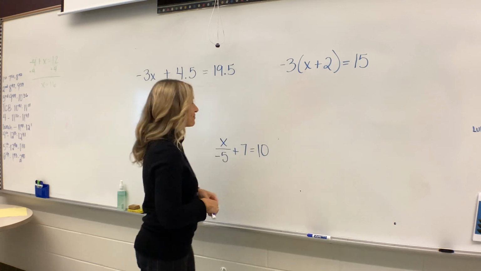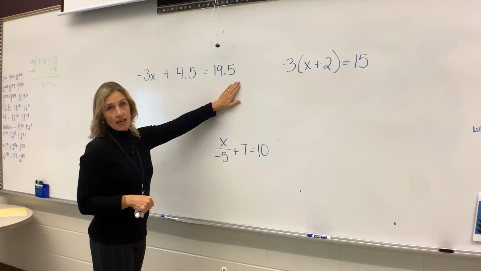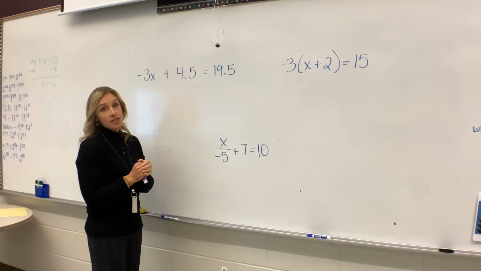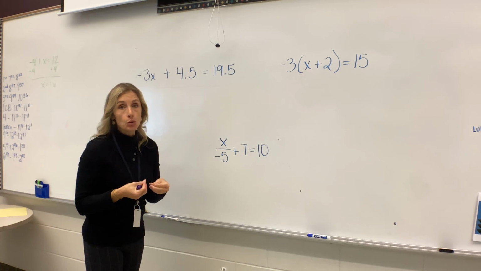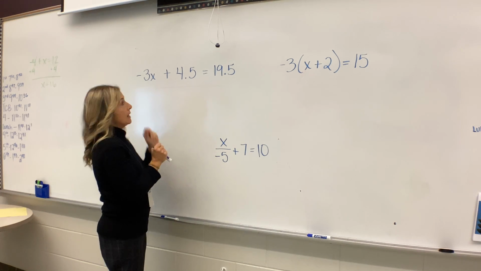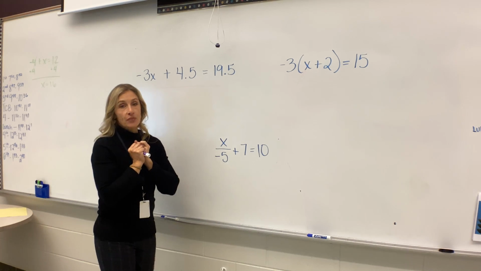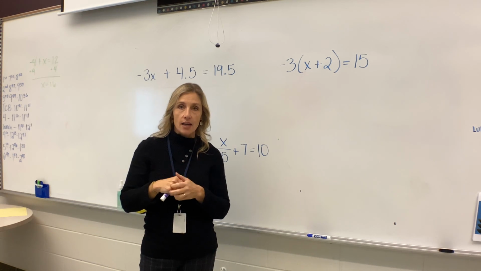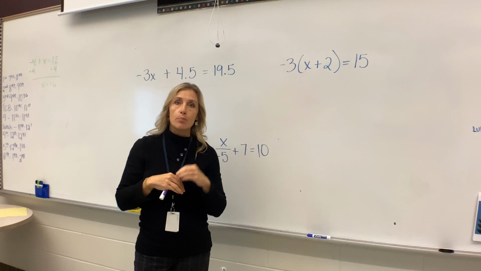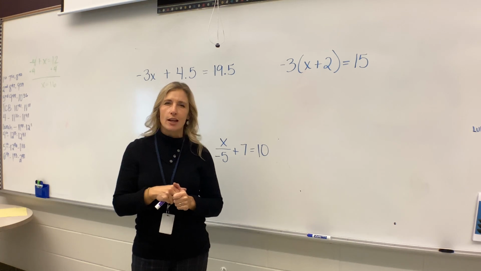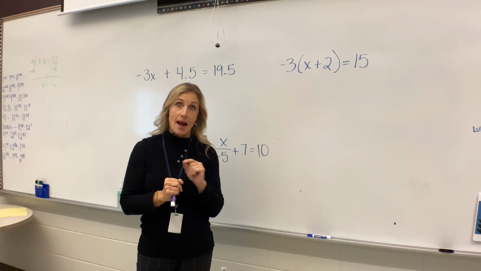Let's get started. In this first equation, x is our variable. That means to get x all by itself, we need to undo or get rid of plus 4.5 and times -3. Like we learned in class, you're always going to undo addition or subtraction before you undo the multiplication or division. It's sort of like doing the order of operations backwards.